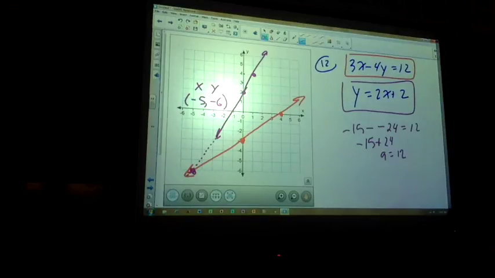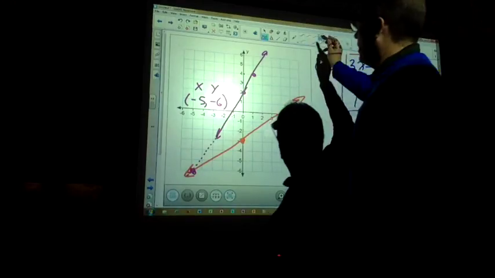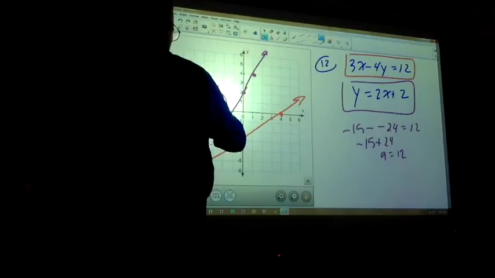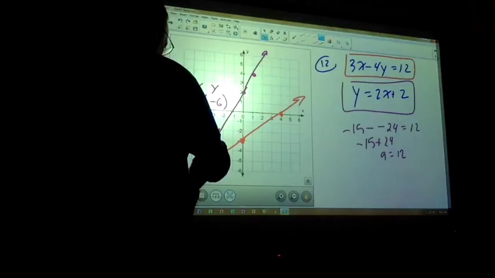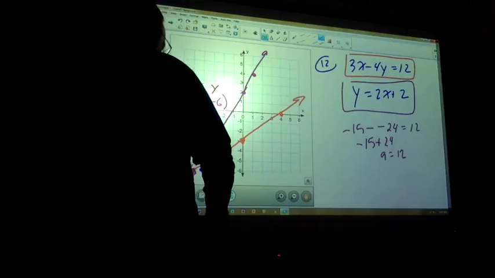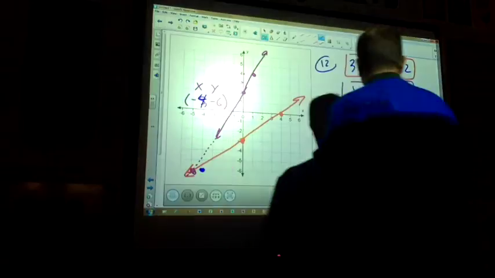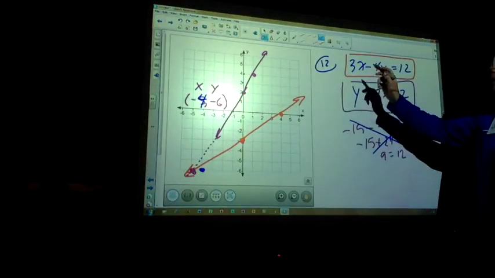What do you think it was? Negative 4, negative 6. So Joe thinks it might be negative 4, negative 6 on his. So you had negative 4, so you had like here, right? That might work. So let's see. That doesn't work with the other one. So let's try negative 4, negative 6.